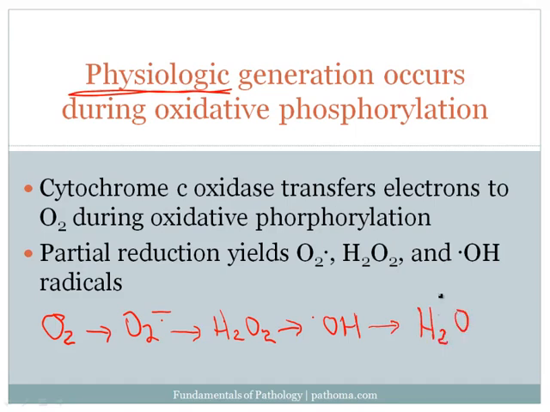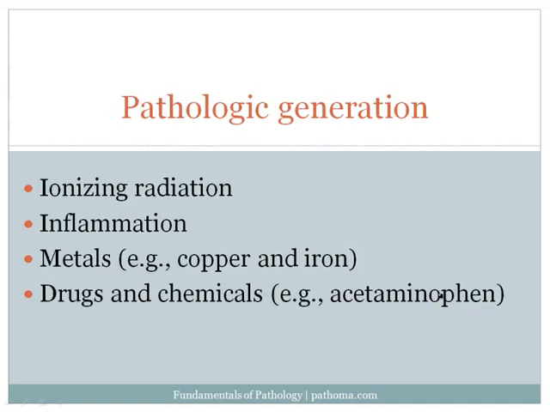And so when I say that physiologic generation of free radicals occurs during oxidative phosphorylation, obviously if there is a partial reduction of oxygen so that it only accepts 1, 2, or 3 electrons instead of the normal 4 electrons, that's going to result in the production of free radicals, and that does happen physiologically. Free radicals can also be generated pathologically. Some important examples: ionizing radiation can generate free radicals, and with ionizing radiation, the classic free radical that's generated is actually hydroxyl ion.